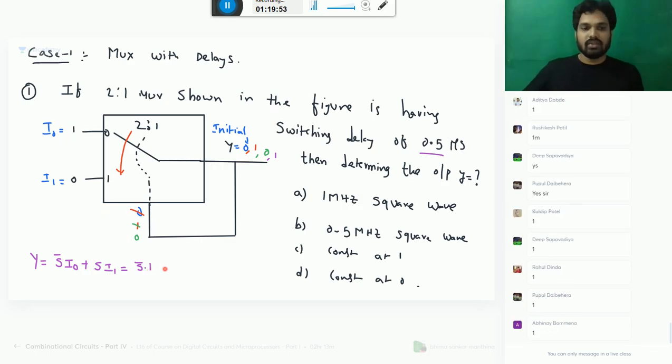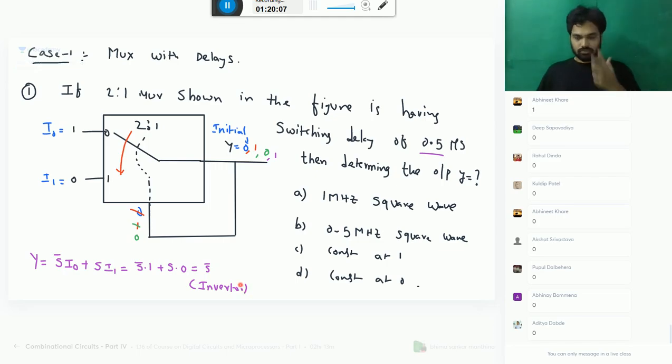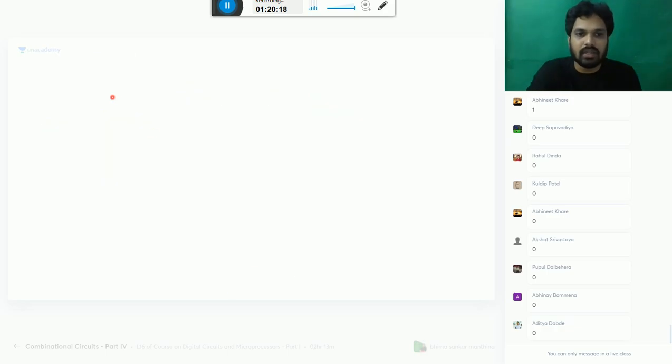What is I1? What is the answer? Y equal to S bar. What is the meaning of S bar? It is nothing but invert. It is nothing but your inverter. Now see here, it is nothing but an inverter.